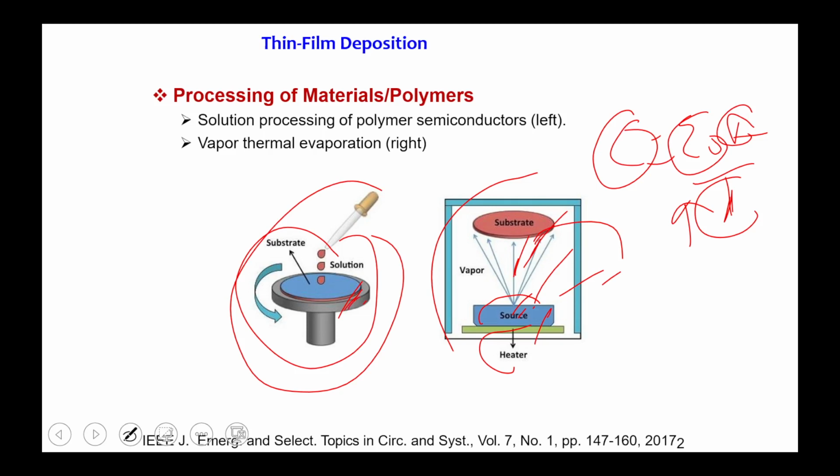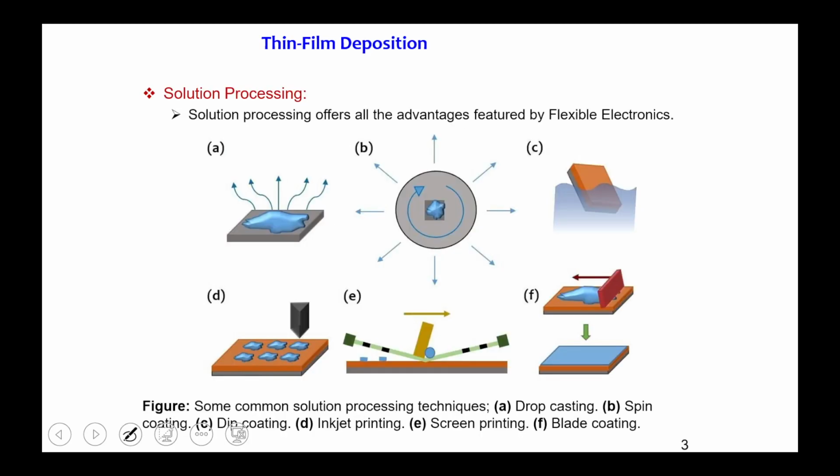The spin coater instrument costs around 1.5 lakh rupees, but the vapor deposition system will cost around 50 lakh rupees. So we use solution processing of polymer semiconductors on one side, and vapor thermal evaporation on the right side. So these are the solution processes and this is the vapor phase. Okay. So this is the solution processing step that we have to take.